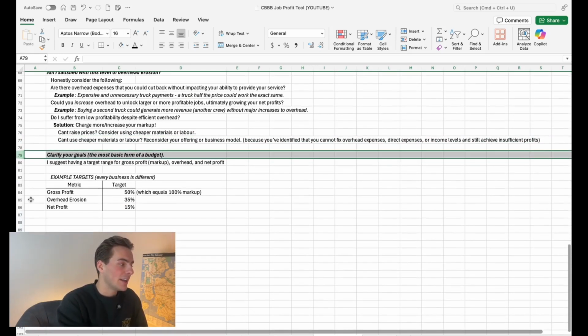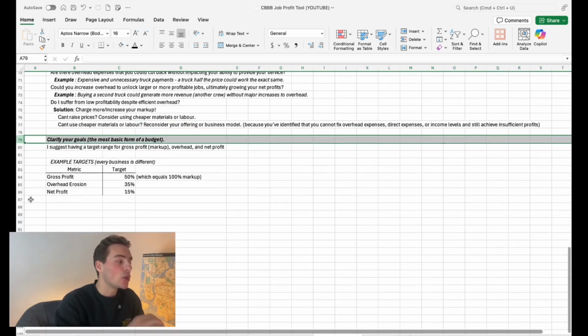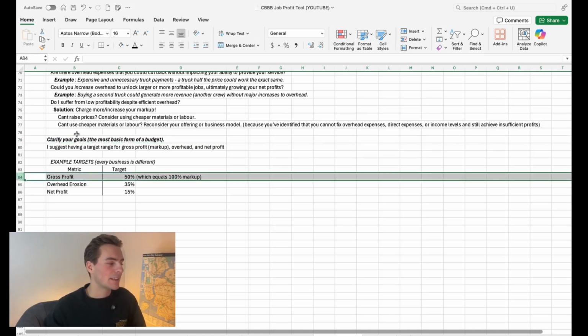And the last one here is I want you to clarify your goals. So it's okay to look at these ratios as 50% gross profit, 25% net profit, something like that. But you should have your own goals based on the market that you work in, the competitive space that you work in, and what you want out of your business. I'd say in general, a commonly expected gross profit for a business is 50%. That's a 2 times markup or 100% markup.